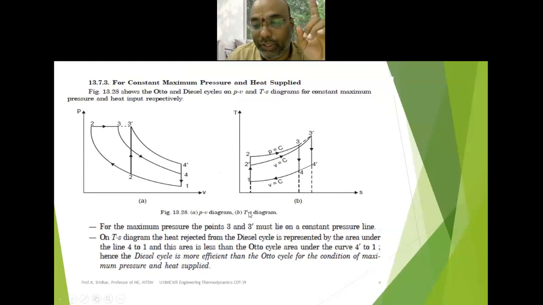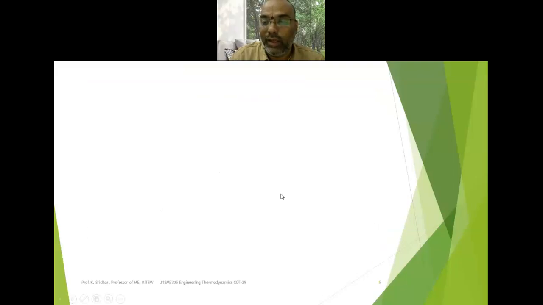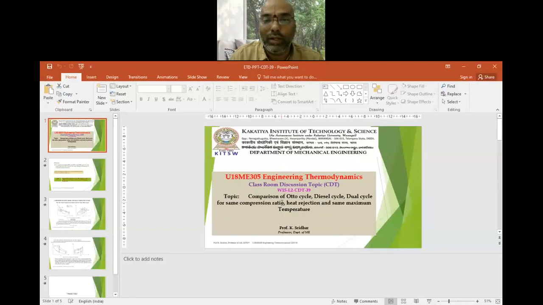So for the same compression ratio, the Otto cycle is superior, and for the same constant maximum pressure, the diesel cycle is superior, and the dual cycle always lies in between the Otto cycle and the diesel cycle for the same given parameters. Like that, we can compare the Otto, diesel and dual cycles based upon the same compression ratio and same heat rejection, and the same maximum temperature and same heat rejection. Like that, we are able to conclude which one gives the more efficient results for the given conditions.